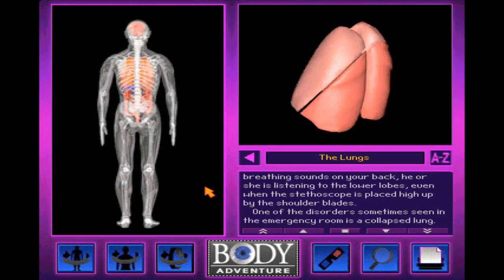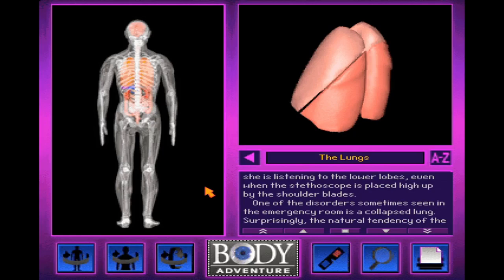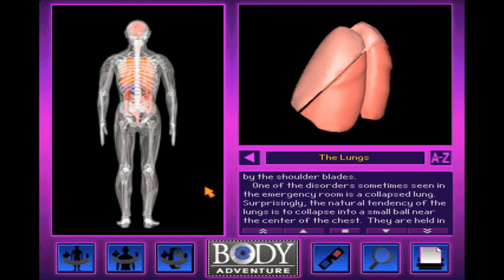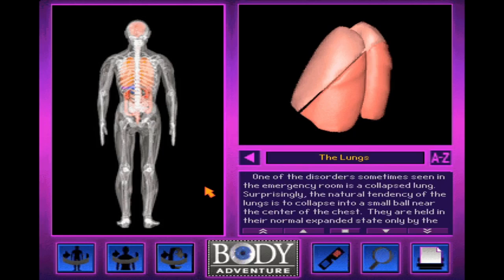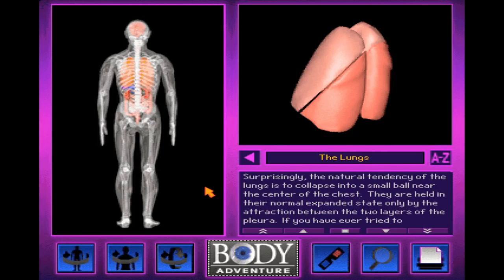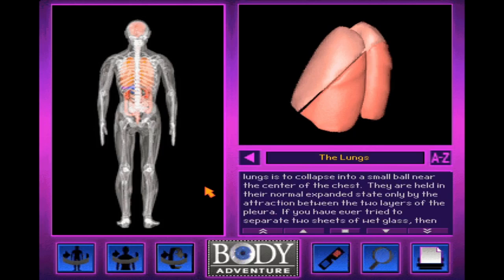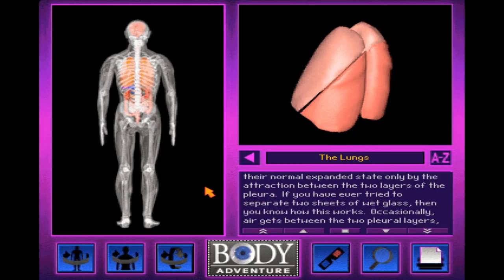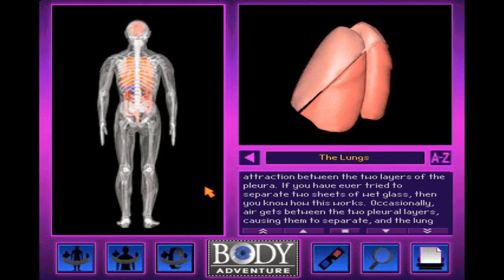One of the disorders sometimes seen in the emergency room is collapse of the lung. Surprisingly, the natural tendency of the lungs is to collapse into a small ball near the center of the chest. They are held in their normal expanded state only by the attraction between the two layers of the pleura. If you have ever tried to separate two sheets of wet glass, then you know how this works.